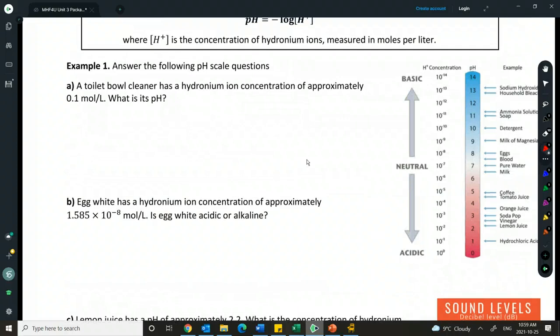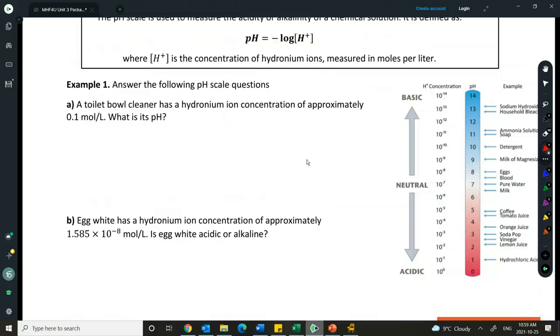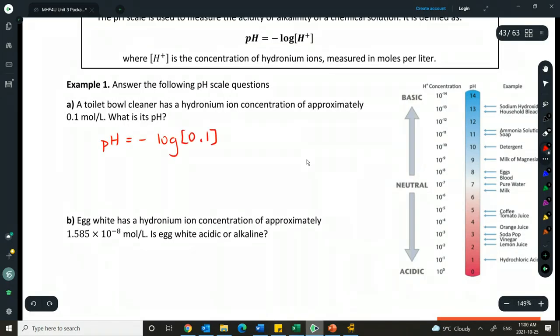A toilet bowl cleaner has a hydronium ion concentration of approximately 0.1 moles per liter. What is its pH? So I'm simply going to enter the hydronium ion concentration into my formula, and then I can just calculate on my calculator. What is the pH? Athena? pH should be 1.